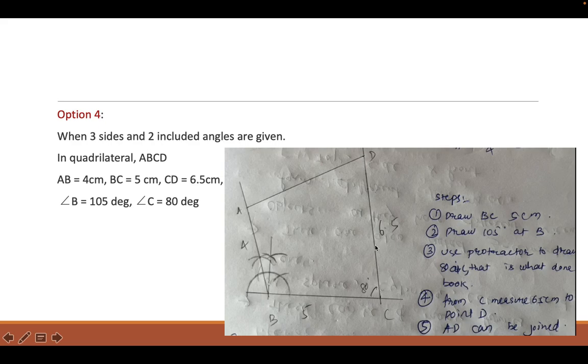Okay. So now you have extended the line CD and you have extended the line B. But what else you know? You know AB equal to 4 centimeter. After extending this line from B, you can find out A at 4 centimeter, and after extending this line CD, you can find out the point D at 6.5 centimeter. So both A and D are known. Now you can join AD. The rectangle is done. I'm sorry, the quadrilateral is done.